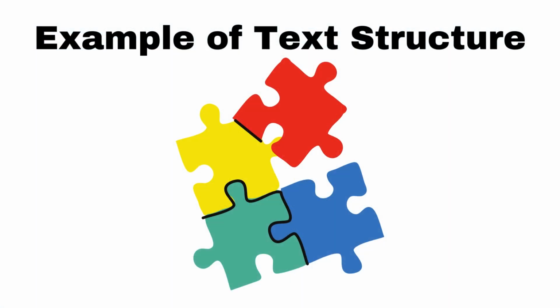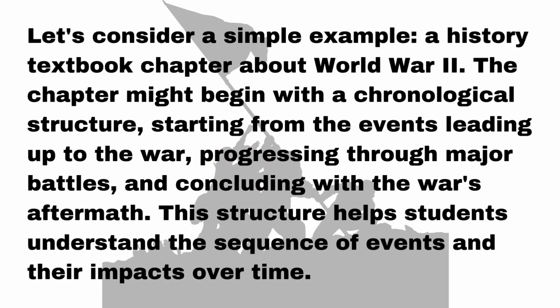Example of text structure. Let's consider a simple example, a history textbook chapter about World War II. The chapter might begin with a chronological structure, starting from the events leading up to the war, progressing through major battles, and concluding with the war's aftermath. This structure helps students understand the sequence of events and their impacts over time.